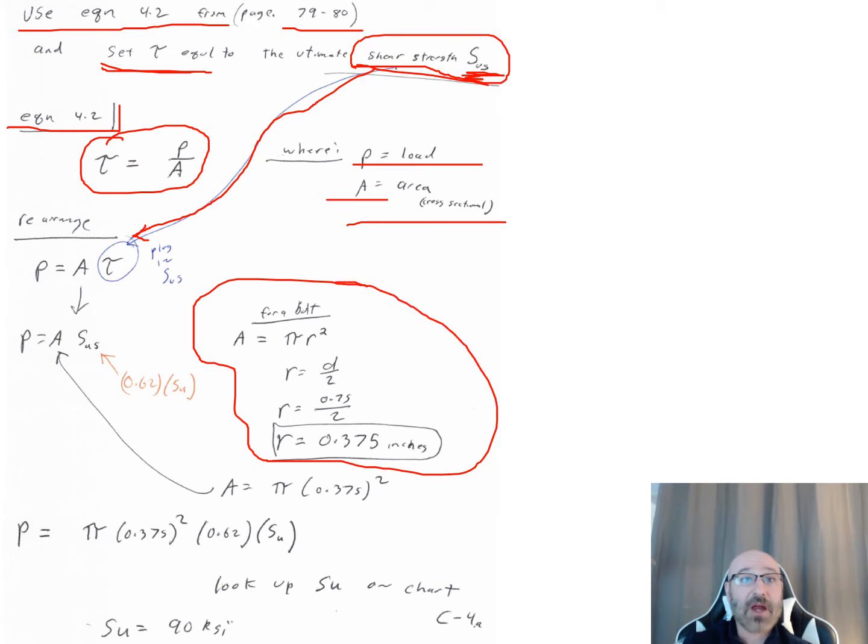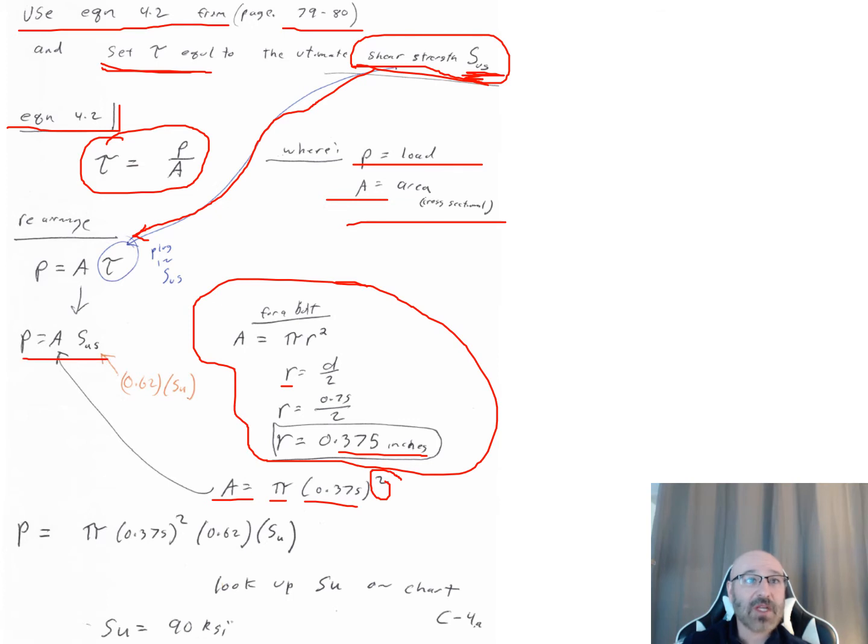Area is equal to pi r squared. R is equal to d over 2, so r is equal to 0.75 over 2. So our r is 0.375 inches. That's what we're going to use when we plug this in, 0.375 inches, because we're dealing with radius and not diameter. So this is equal to pi times 0.375 squared for our radius squared. So area goes in like this, so we can plug in that relationship.